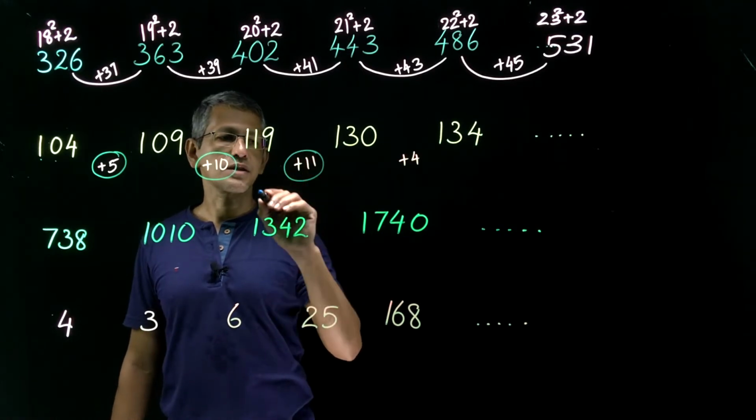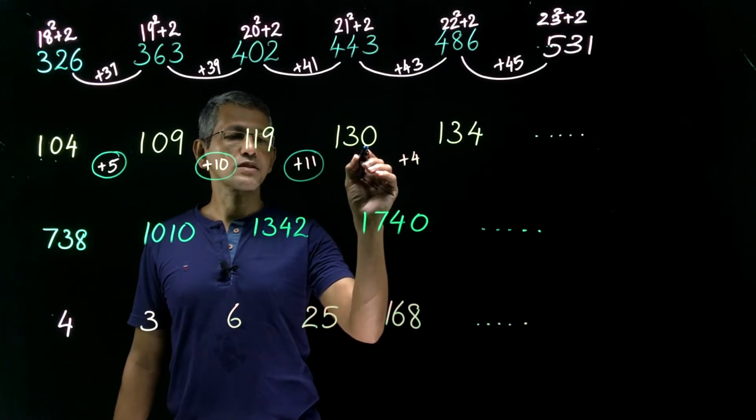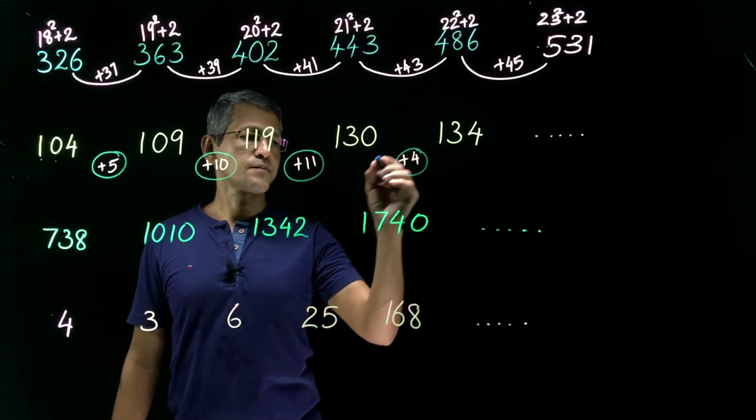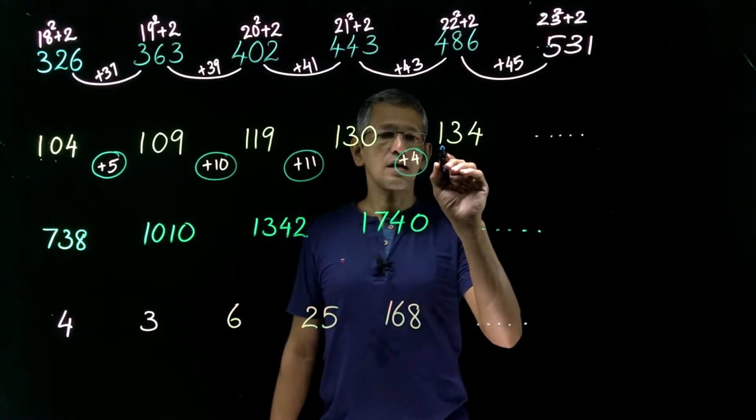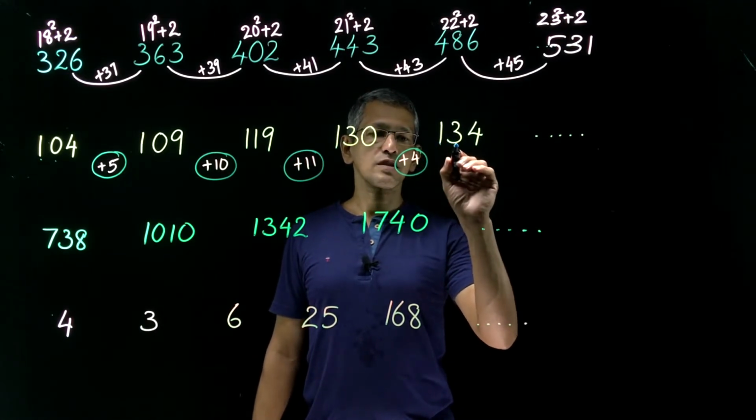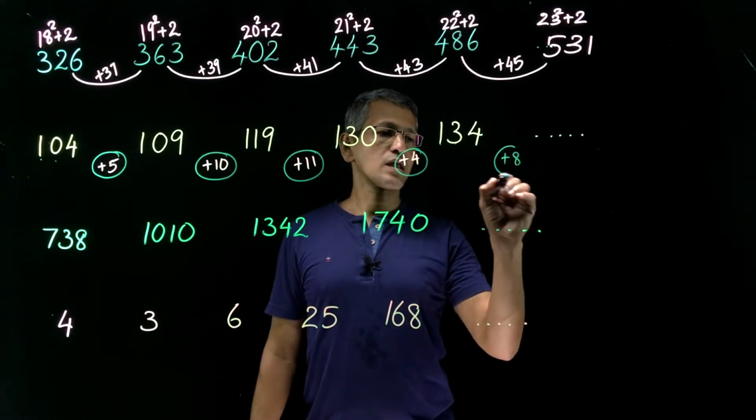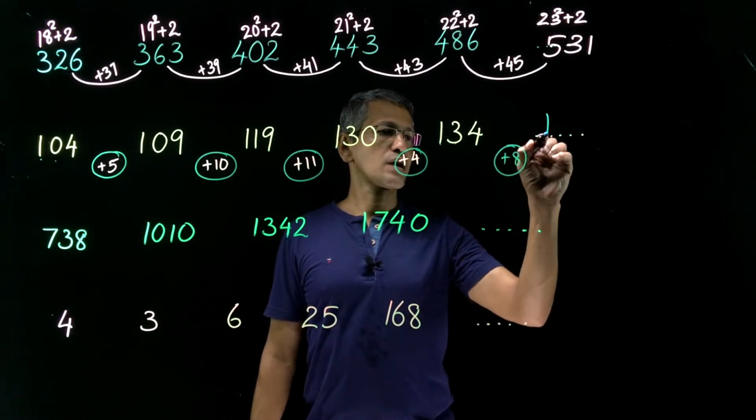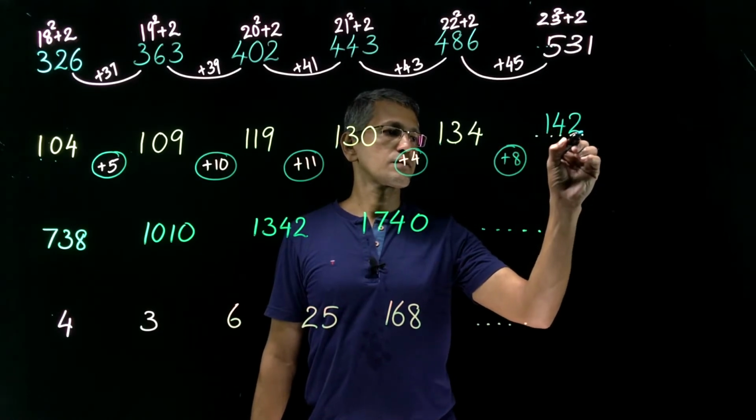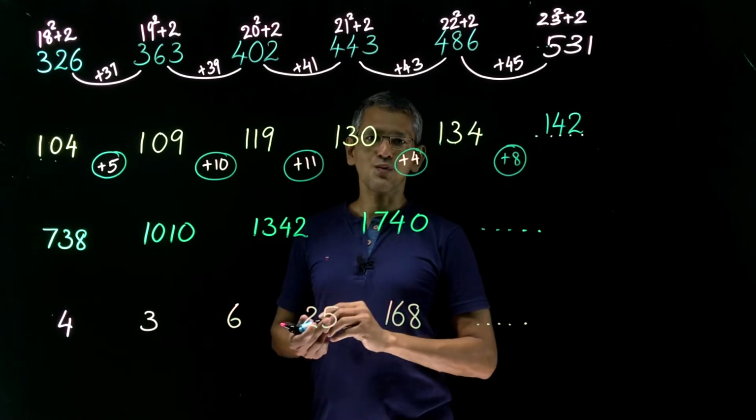Alright, perfectly right. So here 1, 3. 1 plus 3 is 4. 4 plus 0 is 4. Yes. If that is the case, here the answer would be 1, 3, 4. So 1 plus 3, 4 plus 4, 8. So the difference must be 8. So 134 plus 8 would be 142. That's the case. Alright, let's go for the next one.